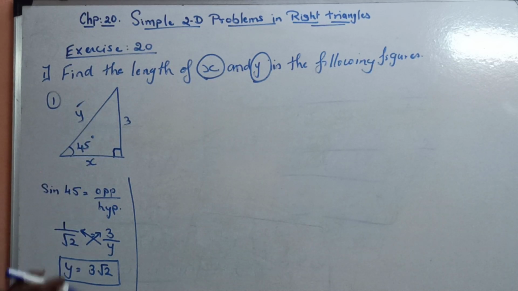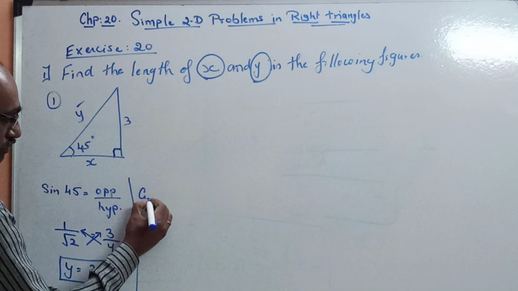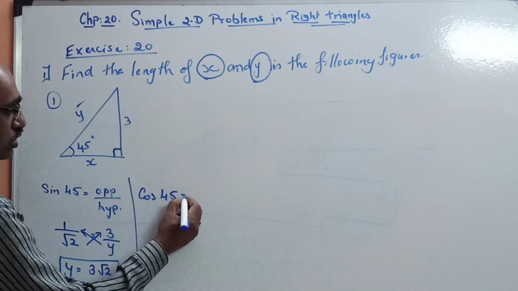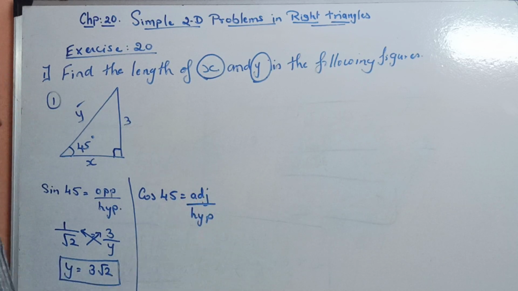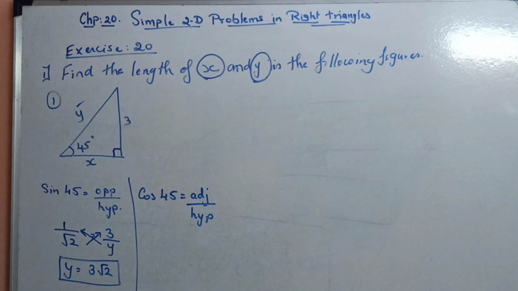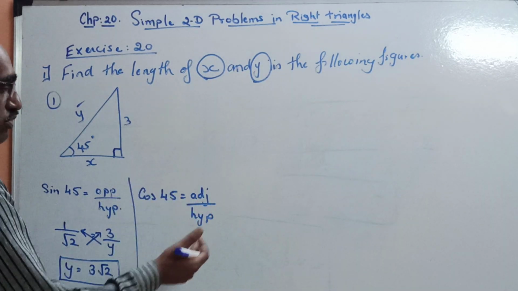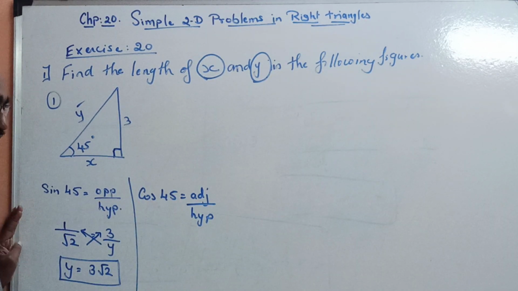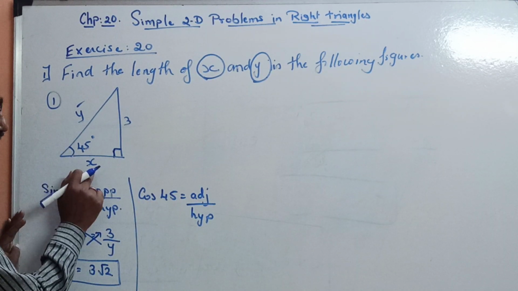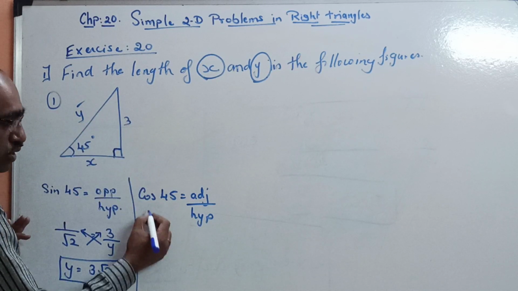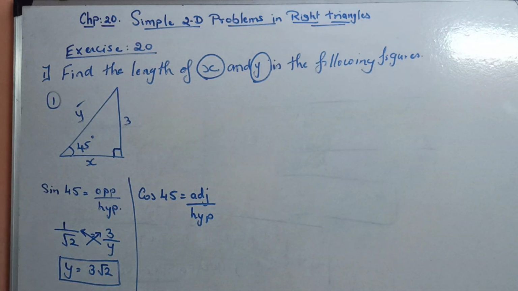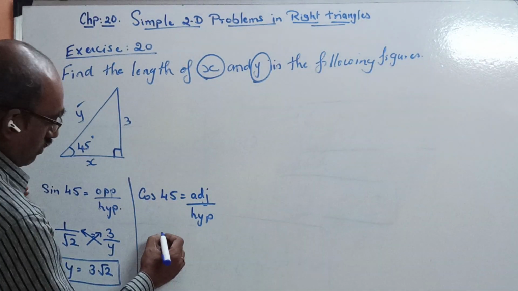Another simple thing: cos 45 is equal to what? Adjacent side upon hypotenuse. We have learned that, so we are going to use this. If you don't remember, you have to write and learn these formulas by heart. So cos 45 is what? Adjacent side upon hypotenuse. This is y. So what are we going to write? Cos 45. What is the value of cos 45? Cos 45 is again 1 upon root 2.